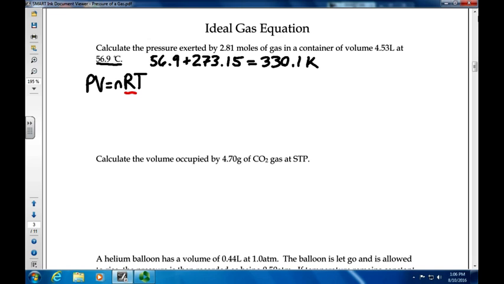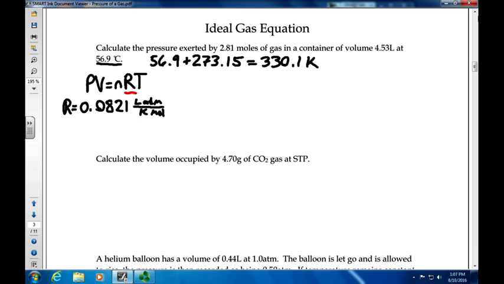But you'll also want to make sure your pressure is in atmospheres and your volume is in liters, because the R constant is given as R is equal to 0.0821 liter atmospheres per Kelvin mole. And in order to get everything to cancel out properly to get your desired value, you'll want to make sure that all of your units match those units provided in the gas constant.